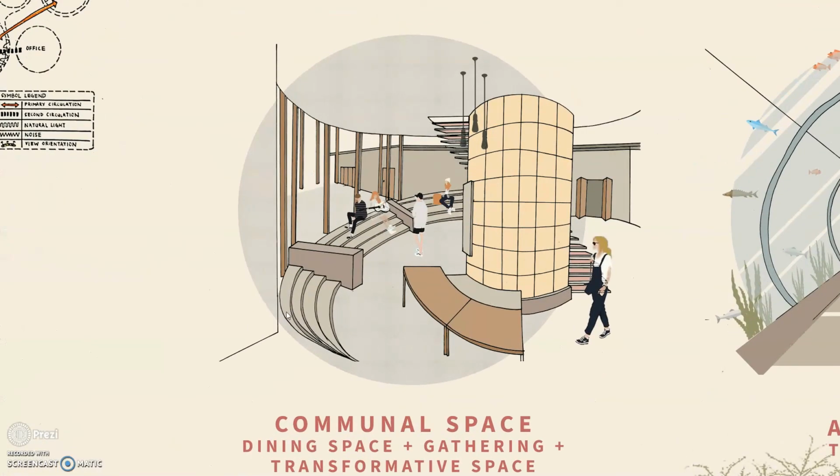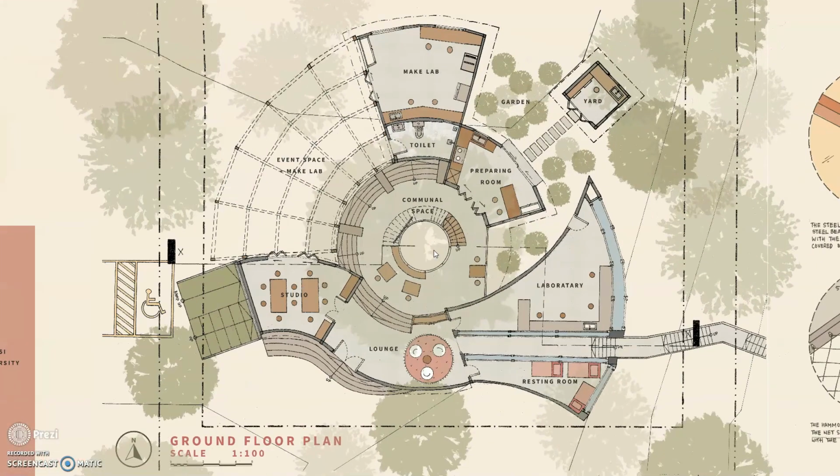This is a communal space perspective view, which is also a dining space for the people here, a gathering space, and a presentation space to let people have a presentation or lecture. At nighttime, it can be an event space over here and can be extended out to the outdoor. So it is actually a transformative space in terms of the living space and the working space.